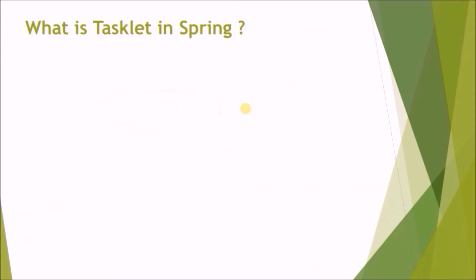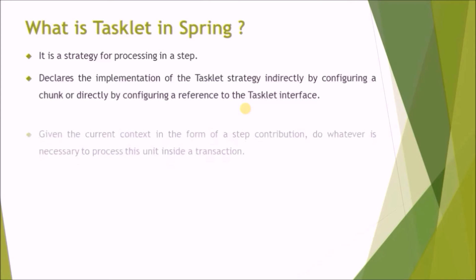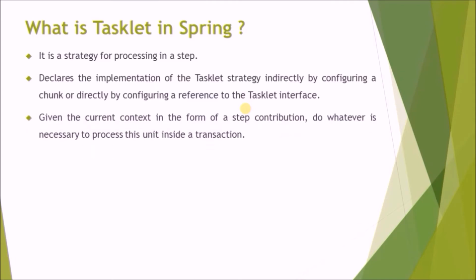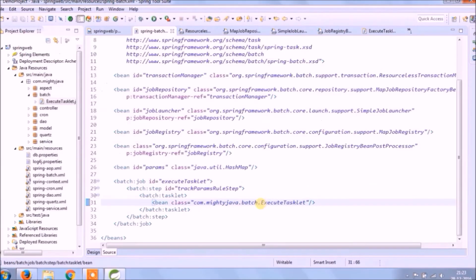What is Tasklet in Spring? It is a strategy for processing in a step. Declares the implementation of the Tasklet strategy indirectly by configuring a chunk or directly by configuring a reference to the Tasklet interface. Given the current context in the form of a step contribution, do whatever is necessary to process this unit inside a transaction. Implementations return RepeatStatus.FINISHED if finished. If not, they return RepeatStatus.CONTINUABLE, on failure throws an exception.